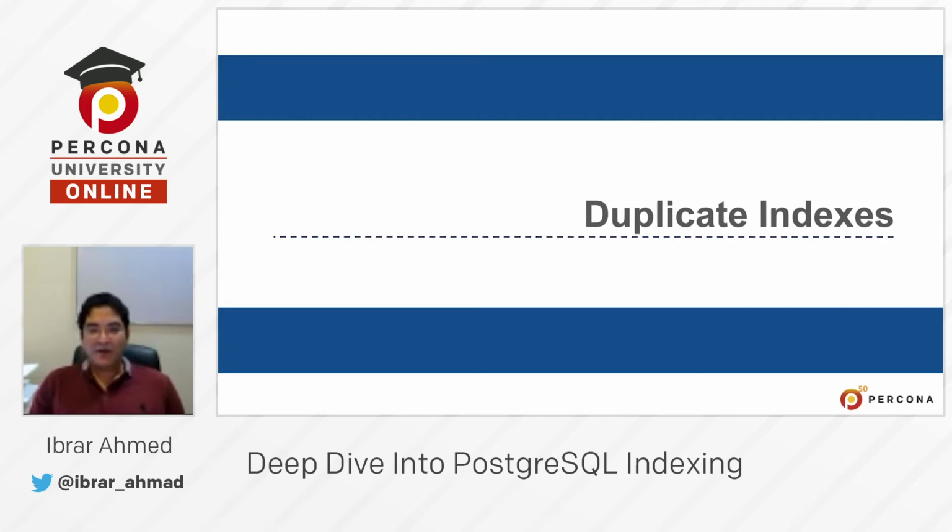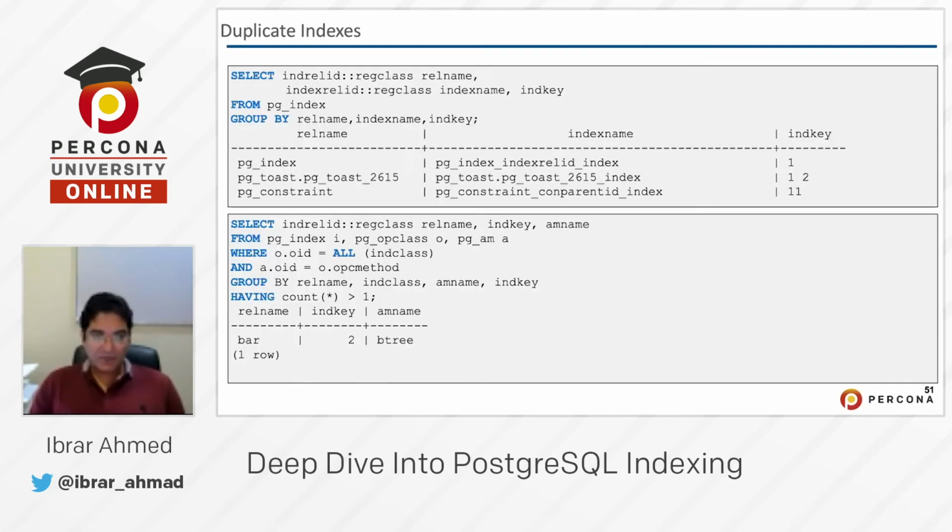So our next one is a duplicate index. So what is the duplicate index? When developers develop the system and create tables, they keep adding indexes, and over time they create indexes for better performance, and they forget how many indexes they have created and what the purpose of the indexes is.